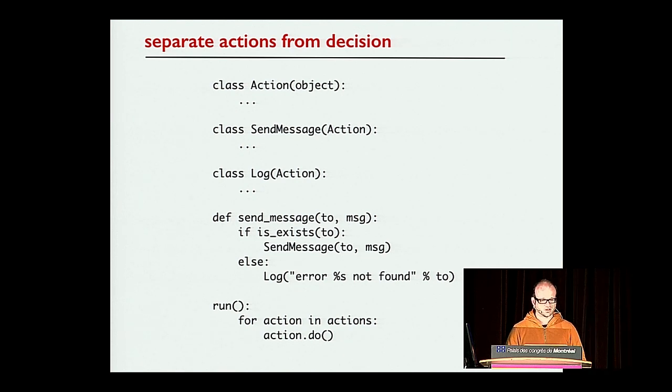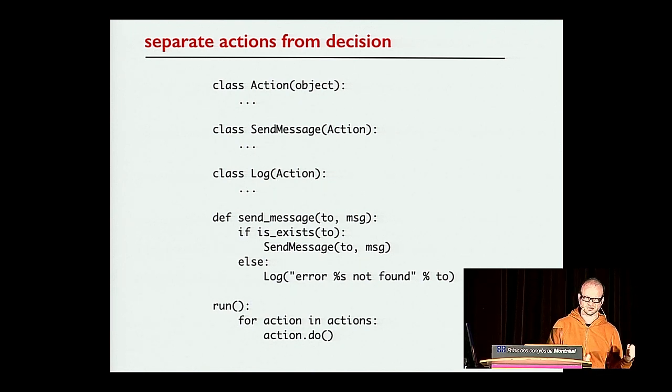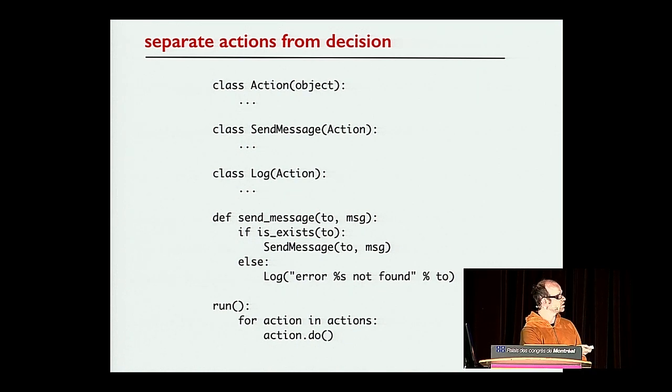And finally, you should separate most of the time the action from the decisions. For example, here we are doing a class actions, and we are inheriting from it. We have a class send message and class logs, and we try to send the message. Generally, when you send the message, you send the message. You handle everything in the same functions. Here we just create new action. We create an action send message. We create an action logs.